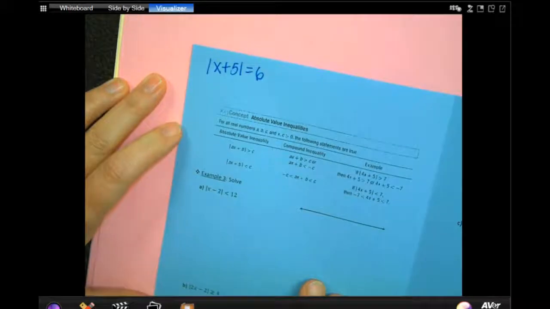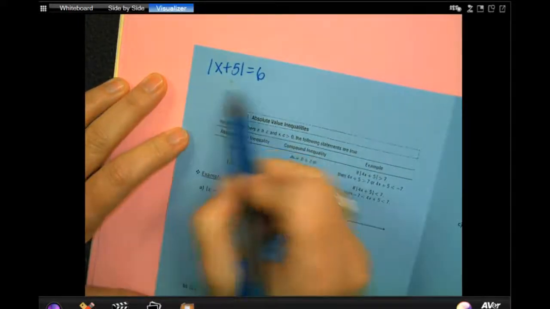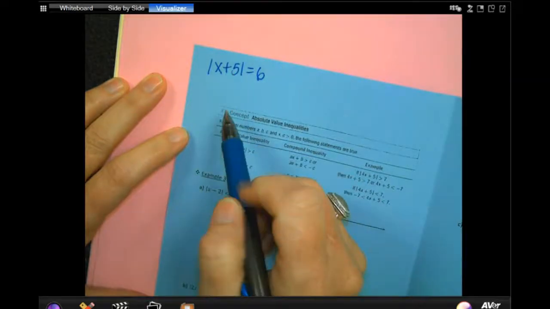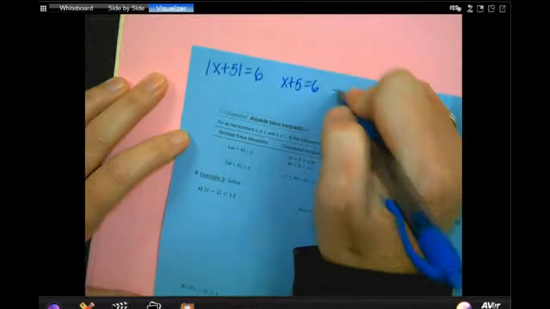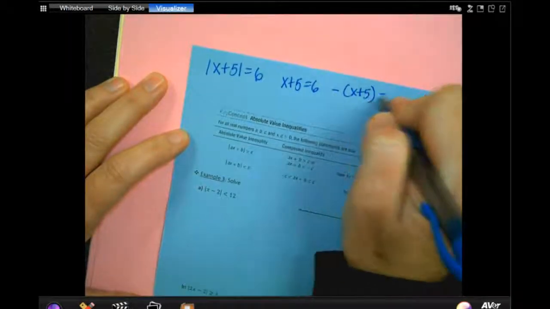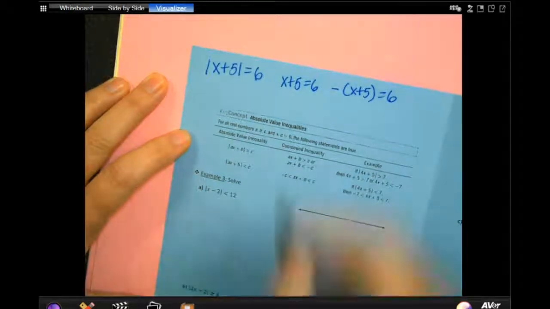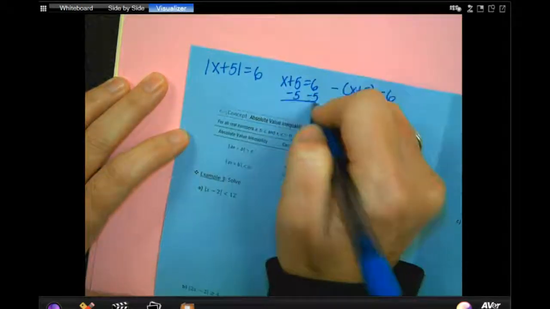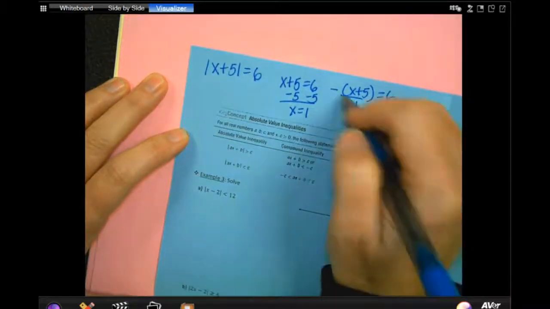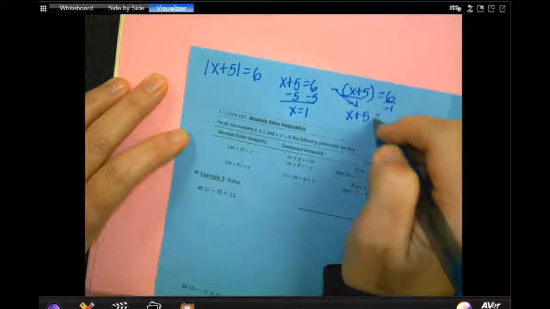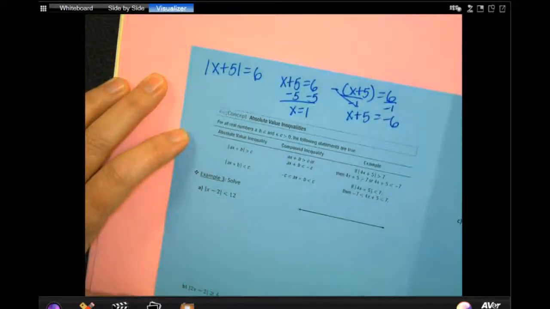Okay, so when we solved the absolute value equations, we got the absolute value by itself, and then we had to have a positive equation and a negative equation. And we subtract 5, and here we divided by -1. So we got 2 answers. So nothing's going to change today.